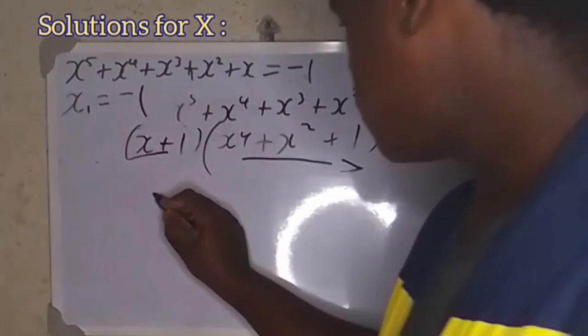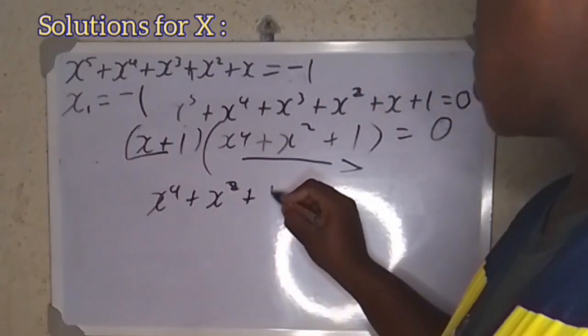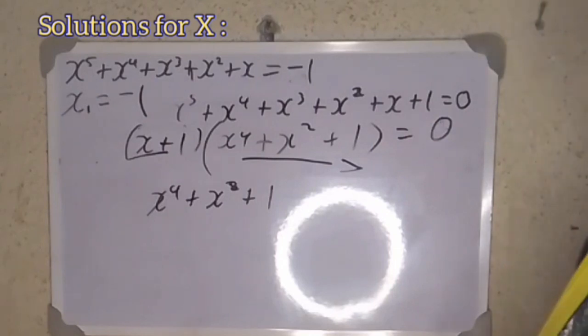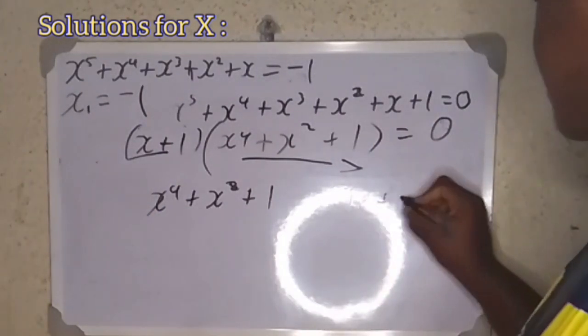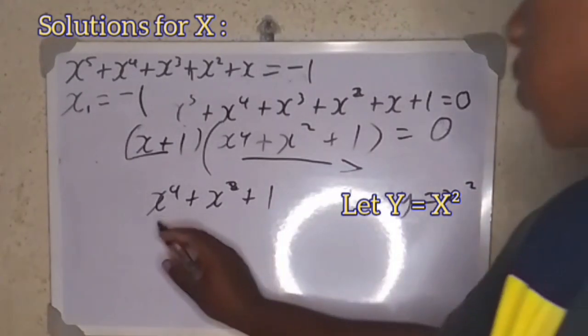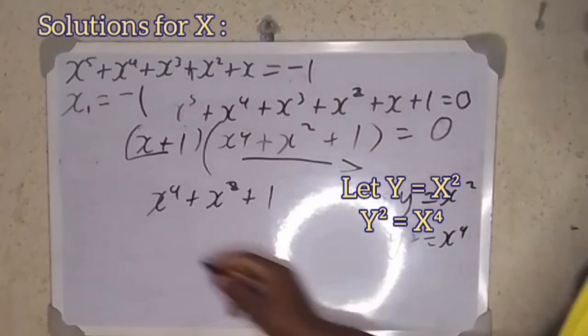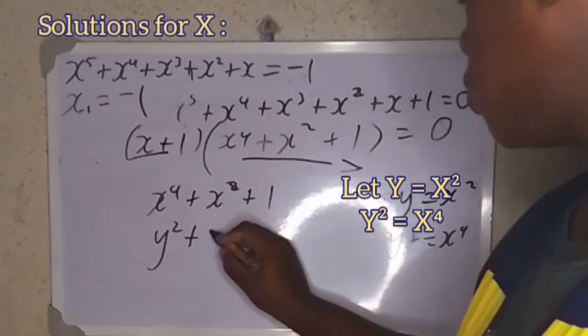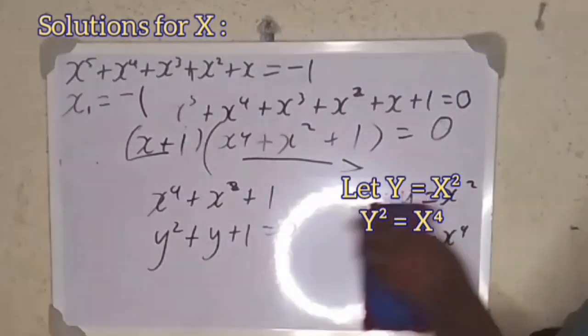Let's now use this to get our remaining values of x. So if we're solving this, instead of solving a polynomial of degree 4, we could just let y equal x squared. If we let y equal x squared, then that means y squared is equal to x to the power of 4. So this is y squared plus y plus 1 is equal to 0.